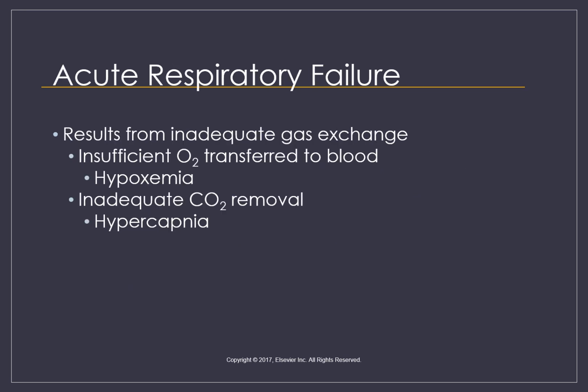So acute respiratory failure can result from inadequate gas exchange. Hypoxemia would be a decrease in your arterial O2, so your PaO2, what we see on our ABGs, and saturation as well, your SaO2, what we would see on a pulse oximeter. Hypercapnia is inadequate CO2 removal or ventilation. When you think ventilation, think you're exhaling CO2. So if too much of that builds up, that's deemed hypercapnia.